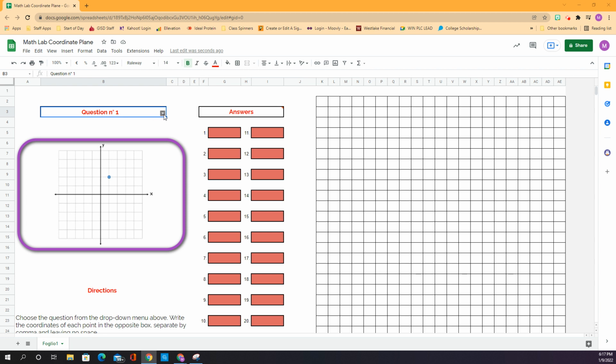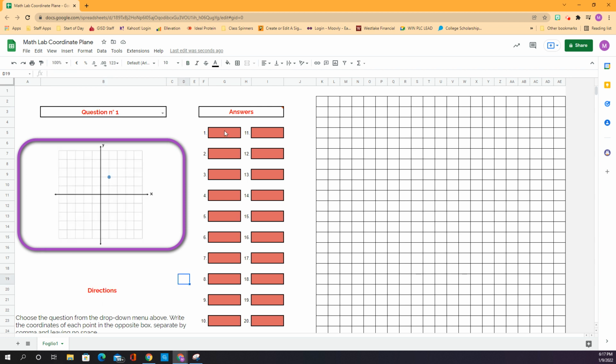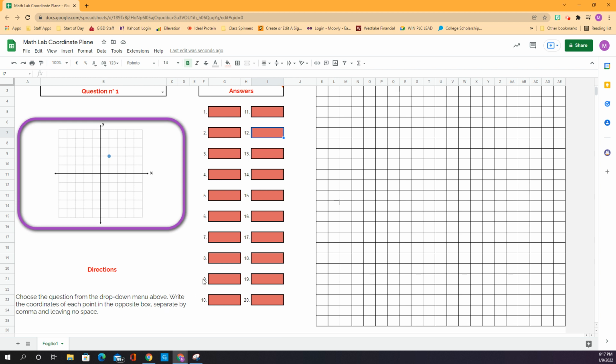It has a drop-down menu for all the question numbers, so you just click this little arrow here and you'll be able to click on the different questions. The boxes is where you're going to put your answers in. It also gives you the directions on how to put the numbers into the boxes. It says choose the question from the drop-down menu above, write the coordinates of each point in the opposite box, separate by comma and leaving no space. So it just means that we're only going to put the numbers here separated by a comma. We're not going to put parentheses, no spaces. So just keep that in mind.